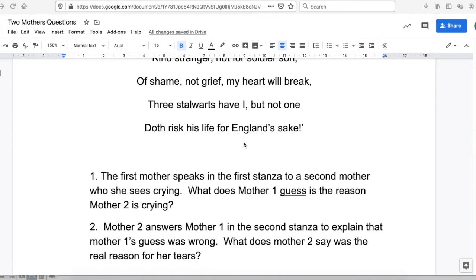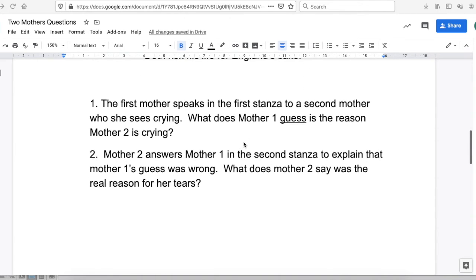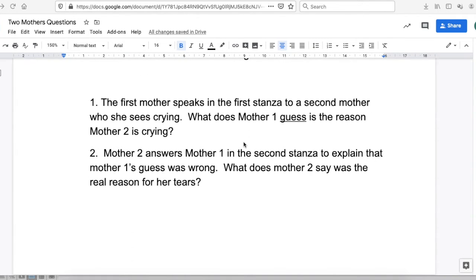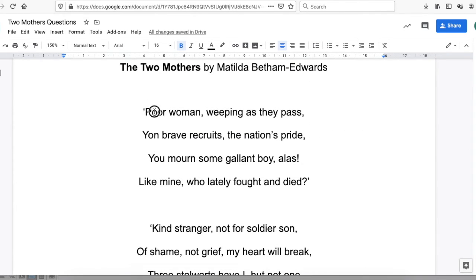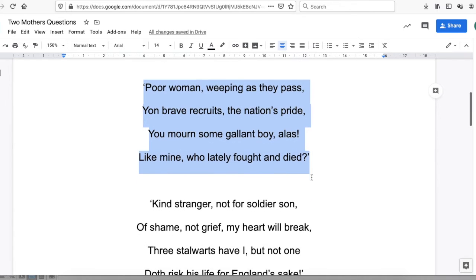Now you have some questions here. The first mother speaks in the first stanza to the second mother who she sees crying. Let's look at that again. Here is your first stanza or paragraph, but in poetry we call it a stanza. In the first stanza we have mother number 1 talking to mother number 2, who she sees crying. And mother number 1 guesses at the reason. So let's read it again.